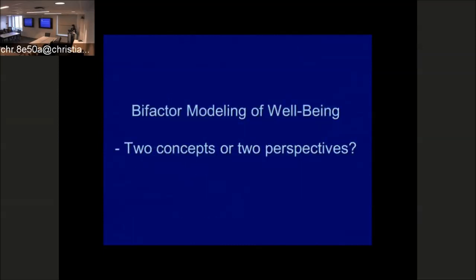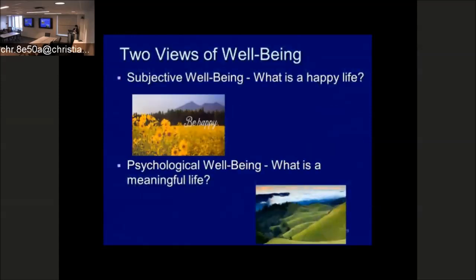Now let's look at some examples. Let's see what the bifactor model can do in terms of testing well-being. In psychology, there are two dominant views of well-being. The first one is subjective well-being. It's about what a happy life is. The subjective well-being model came out in the 1980s. It has dominated the field for many years.